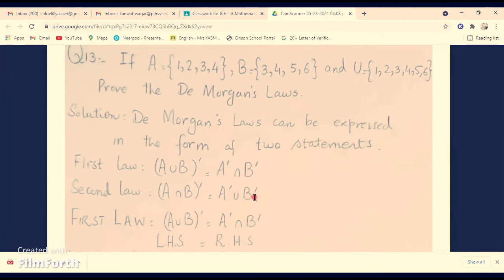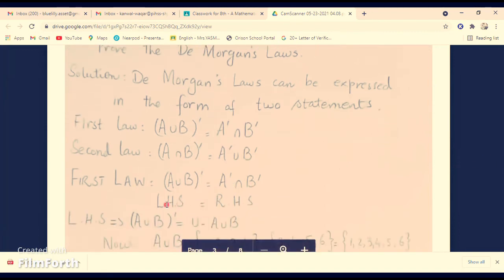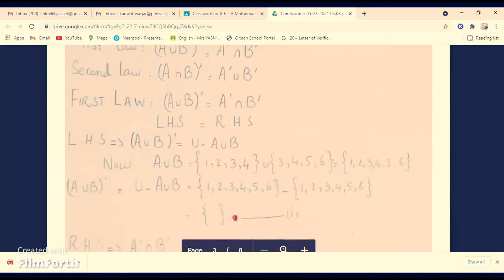You will prove four sides. First law, left hand side and right hand side. Second law, left hand side and right hand side. The first law is, now we are using the first law, left hand side is equal to right hand side. Left hand side, we have (A union B) complement. It means we have to take the elements from U. U is the universal or bigger set. A union B is this one.